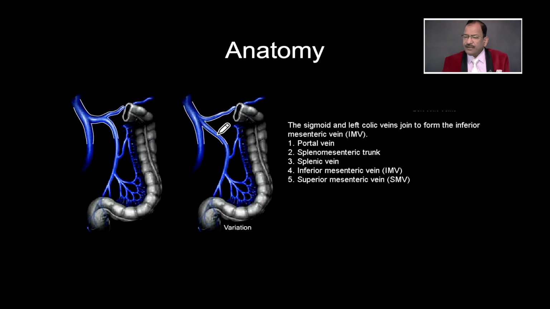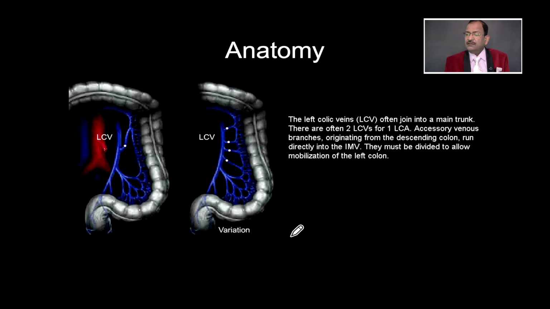When we sacrifice the vein, we don't leave the left colic vein. We clip the inferior mesenteric vein directly, because the left colic vein is not one. In many situations it is multiple. Like here you can see one, two, three, four left colic veins. So even if you leave one and spare it, the vein doesn't need to be taken care of, because collaterals form immediately.